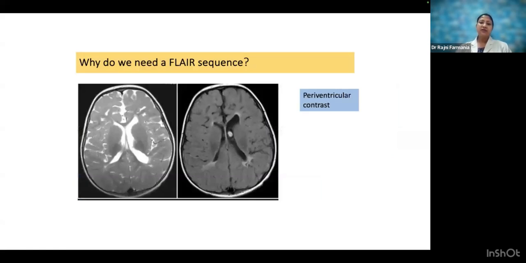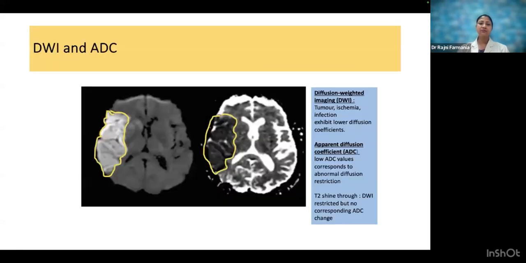So why do we need a FLAIR sequence? Because see, it is the same pathology you are looking at in the T2 scan and in the FLAIR scan. In T2, you can see some periventricular white matter volume loss, some gliosis, but it is very clearly seen in FLAIR because it gives a clear contrast between the CSF and the gray and white matter, wherein you see periventricular leukomalacia. And here it gives you the clear diagnosis. So that is why a FLAIR sequence adds an extra edge in diagnosing cases.